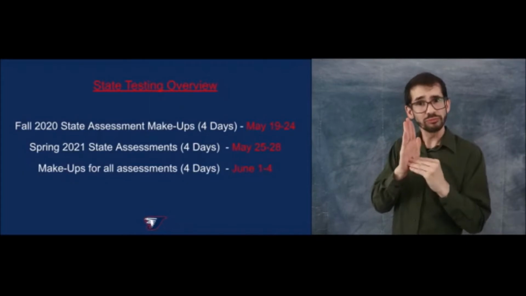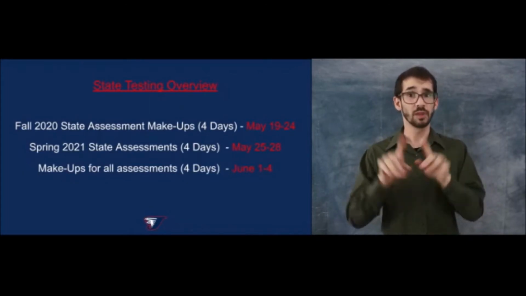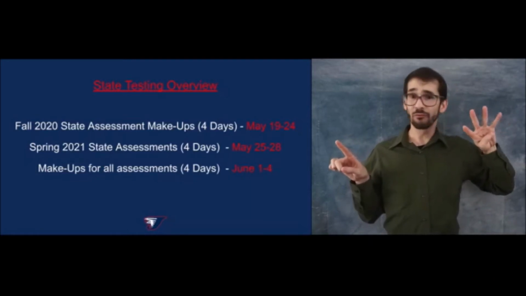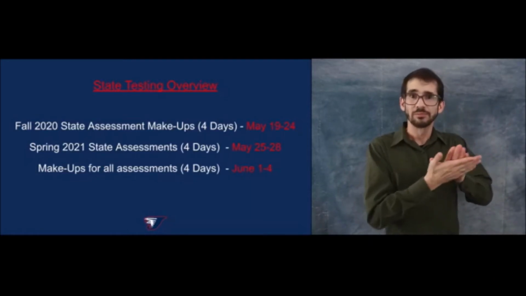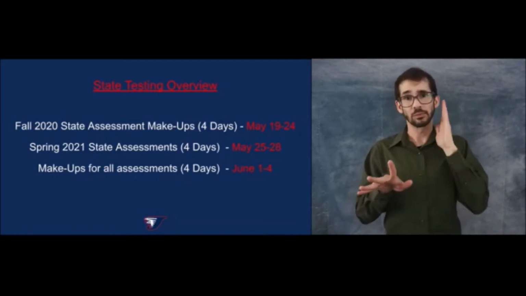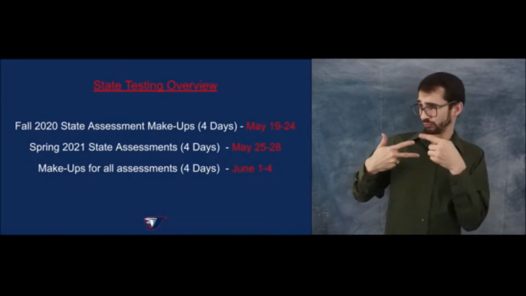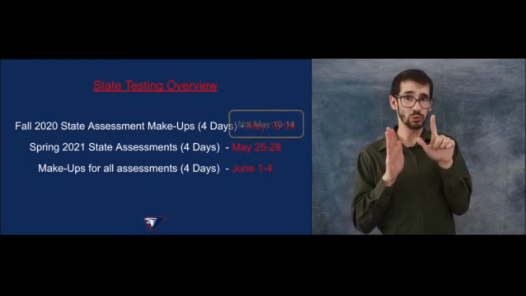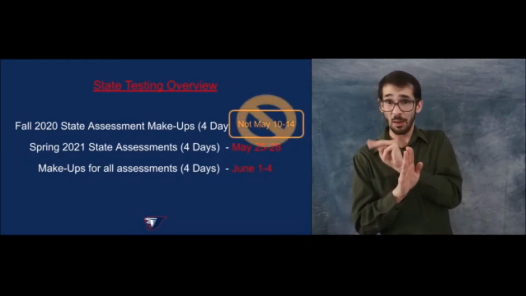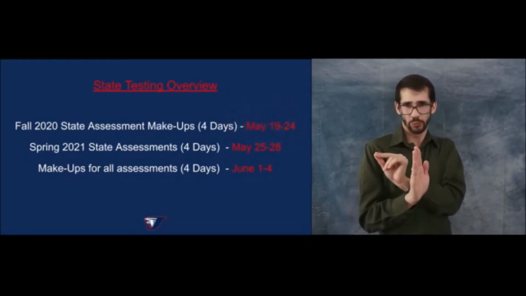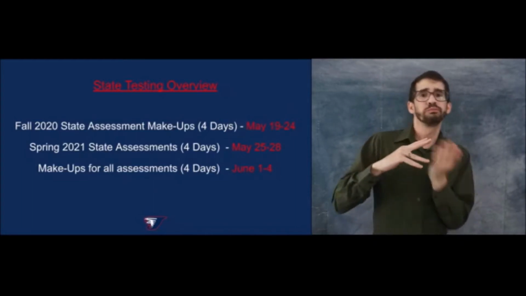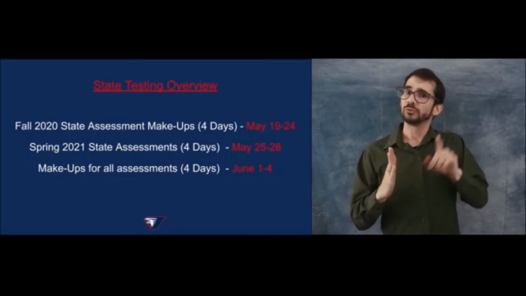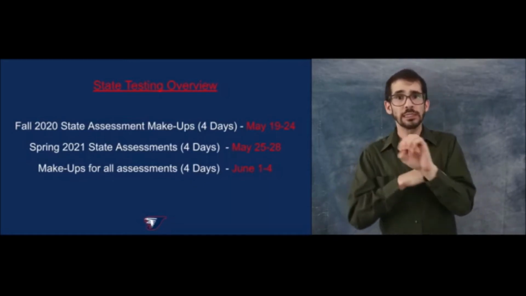The testing window will begin on May 19th and continue through June 4th, the last day of school. Each morning, we will host state assessments. The overview for state assessments will be as shown here. Fall state assessment makeups will now occur on May 19th through 24th, not on May 10th through 14th as previously communicated. This will eliminate disrupting any remaining class time between now and the start of testing, as well as accommodate a large number of students who need to make up their fall EOC and CTE assessments.